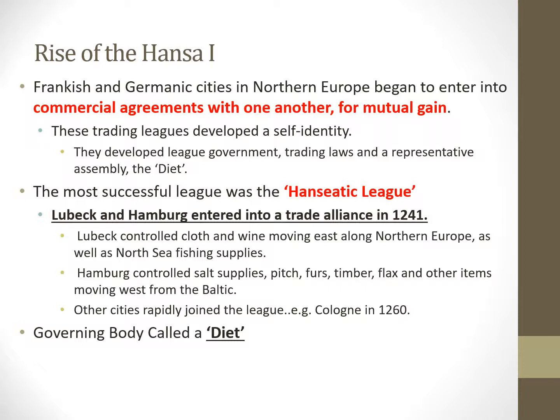Now, these trading leagues develop a very particular sense of self-identity. And the most successful trading league comprised of cities is this Hanseatic League, which more than just being some cities with bilateral trade agreements, develops something that looks like a government that has an assembly called a Diet.